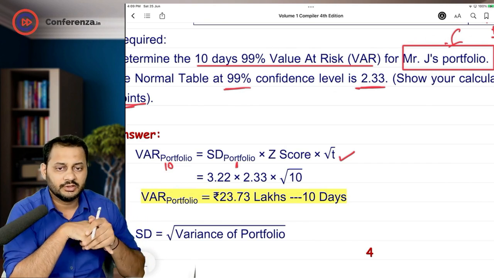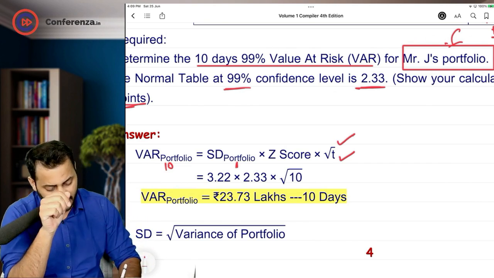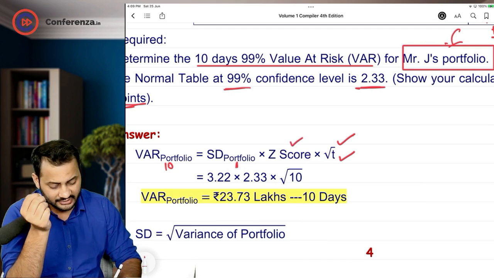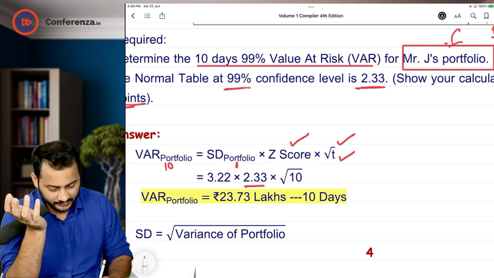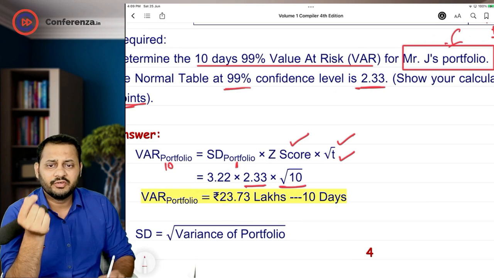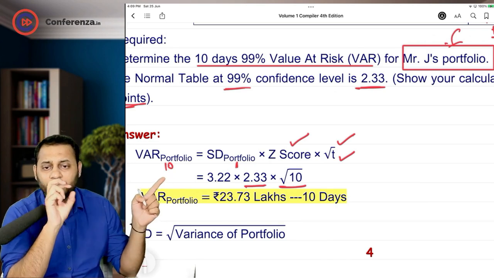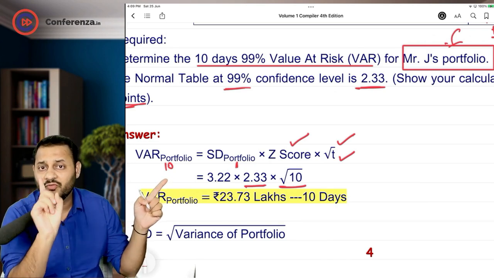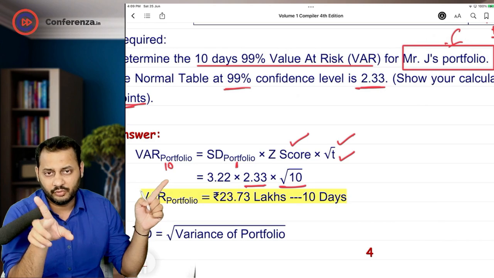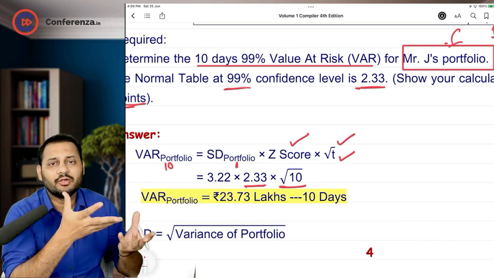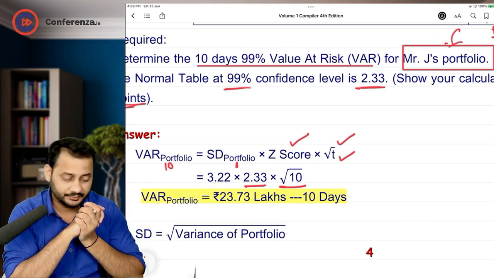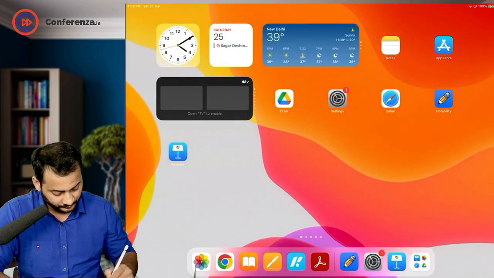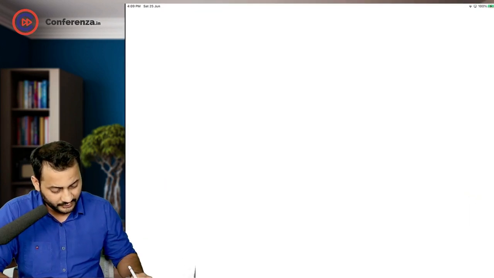Okay, that's great, sir. We know the T value, which is 10. We know the Z score value, which is 2.33. So the only thing left is to understand or calculate the portfolio standard deviation for 1 day. Okay. Now how to calculate the portfolio standard deviation? That is very easy. We will go step by step.